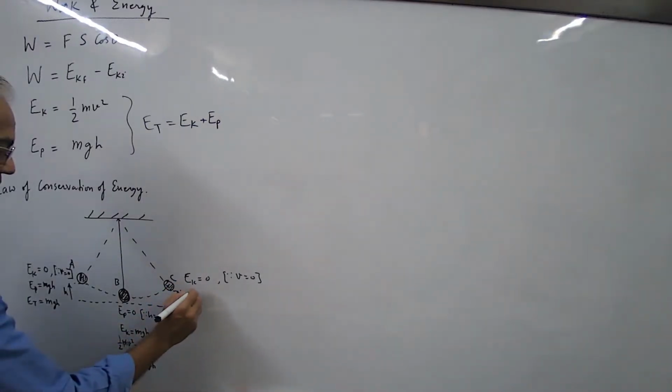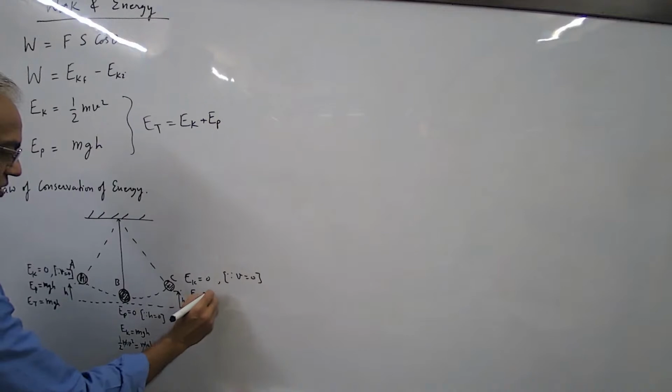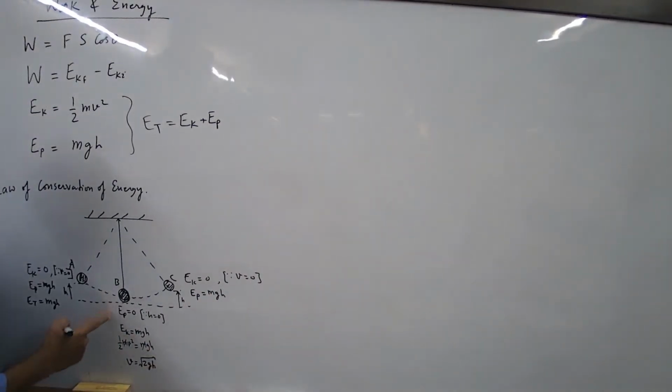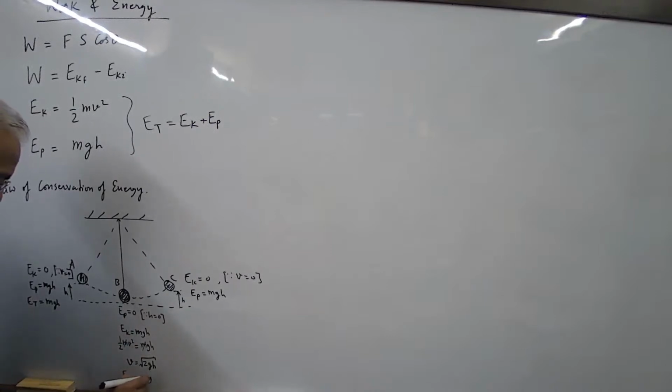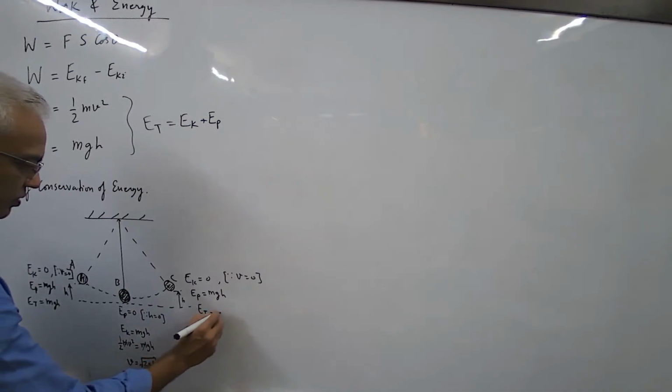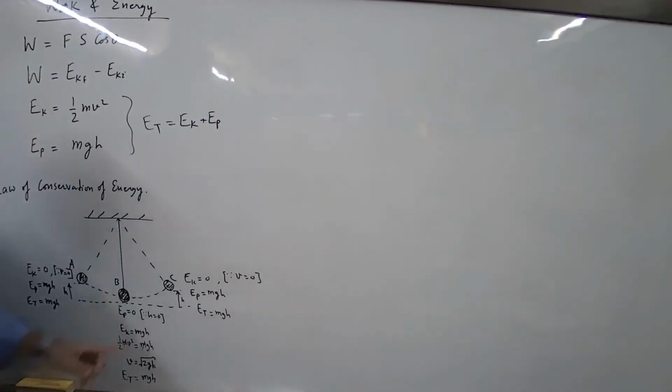Obviously, then what is Ep here again? Potential energy must be mgh. So total energy again, Ep plus Ek, here also Et is mgh plus 0, which is mgh. And here also Et is mgh, because 0 plus mgh will be mgh. So this is the meaning of law of conservation of energy.